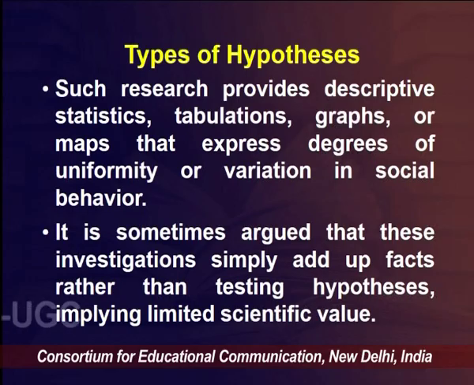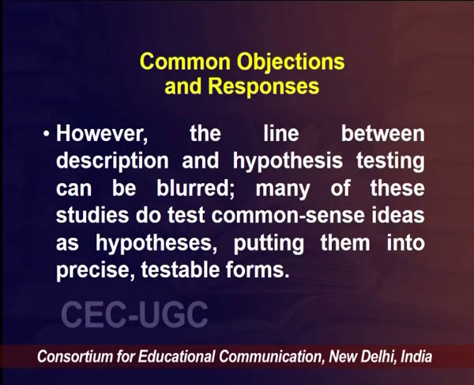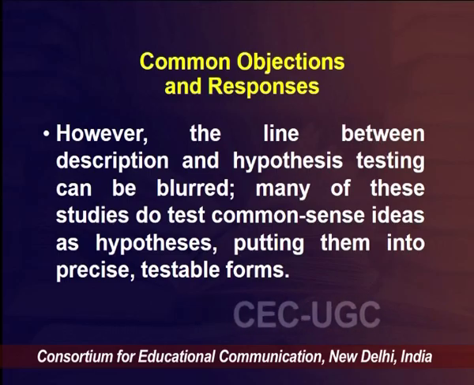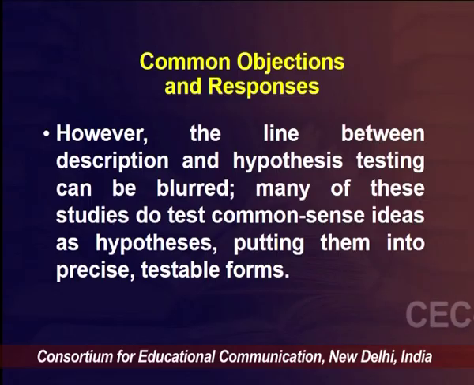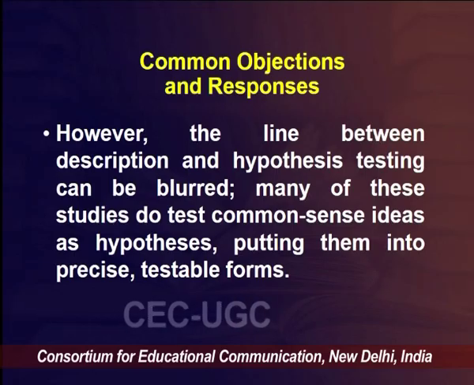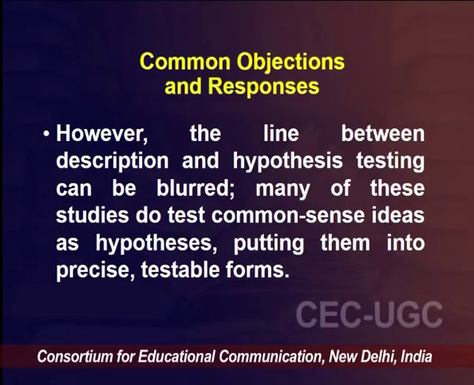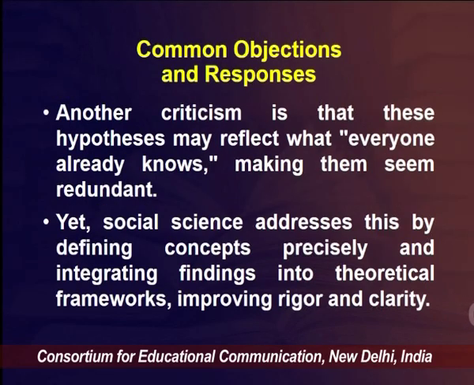Such research provides descriptive statistics, tabulations, graphs or maps that express degrees of uniformity or variation in social behavior. It is sometimes argued that these investigations simply add up facts rather than testing hypotheses, implying limited scientific value. However, the line between description and hypothesis testing can be blurred. Many of these studies do test common sense ideas as hypotheses, putting them into precise, testable forms.